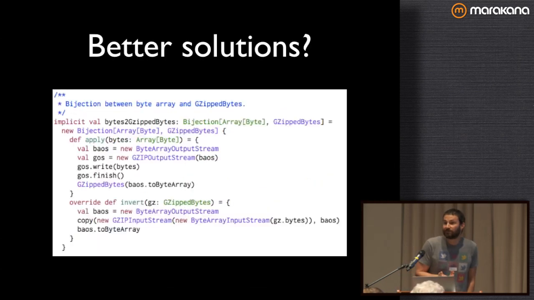Yeah, there are. So here's one better solution. Here's a bijection between array of bytes and gzip bytes. This is a bijection. No one can doubt that. How do we implement this though? We do the normal thing, just do some compression, and then we wrap up the array that we get in the end with this decorator class that says, look, I promise it's gzip bytes.